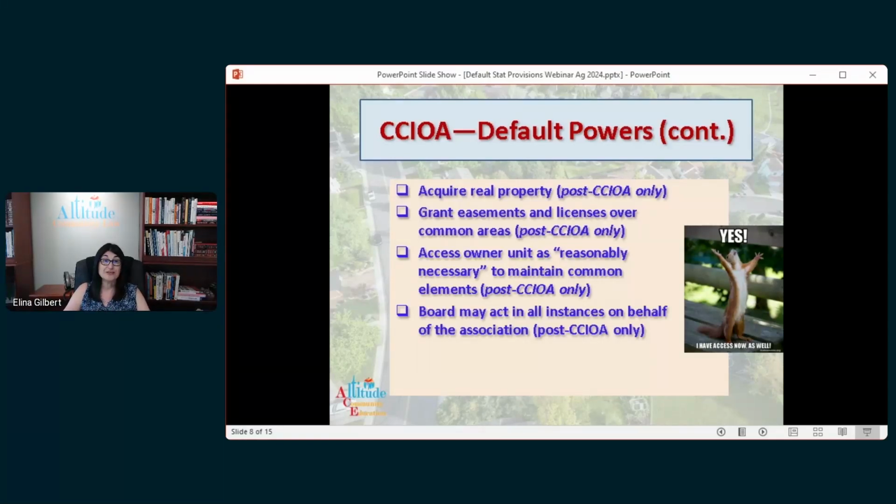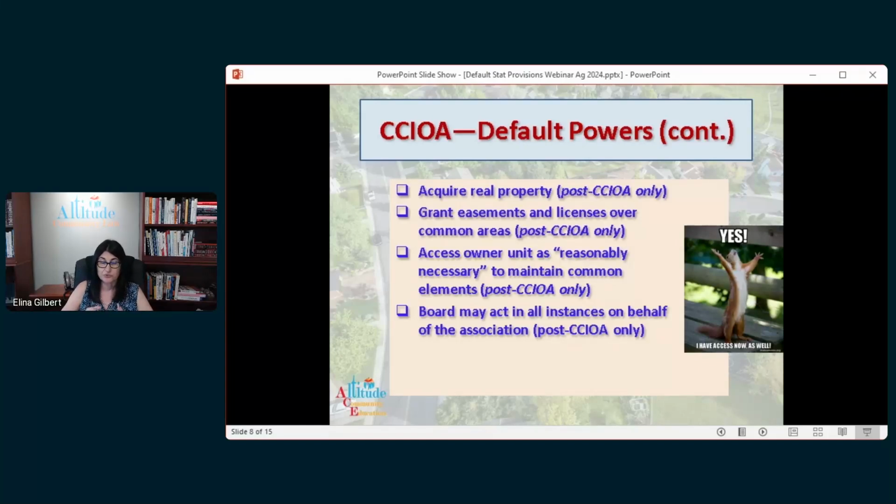Access to a unit when reasonably necessary to maintain common elements. This is awesome, sort of, right? What does it say? It says we can enter a unit if it's reasonably necessary for us to go there in order to get to a common element and maintain it.